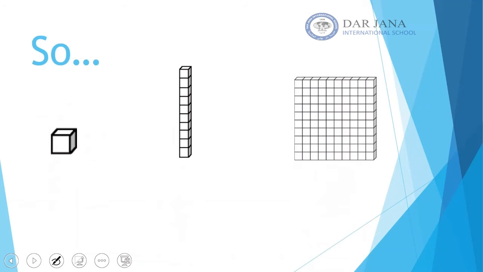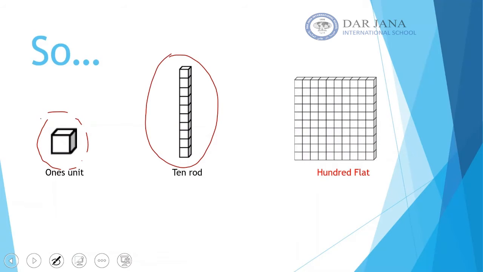So, again, what do we call this? This is a ones unit. What do I call this? This is a 10 rod. What do I call this model? This is a 100 flat.